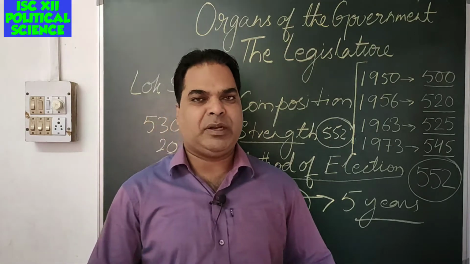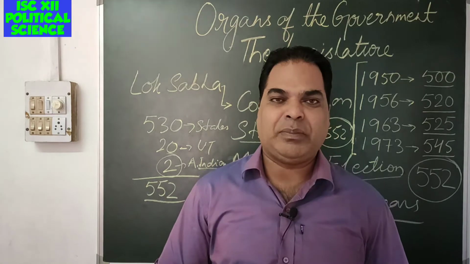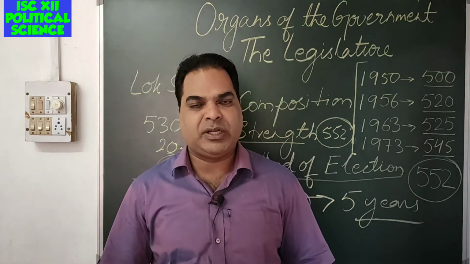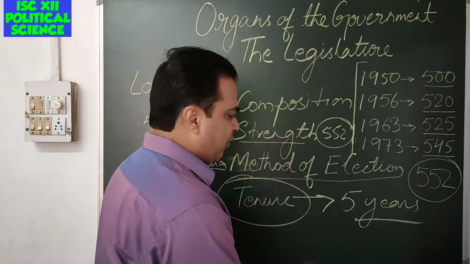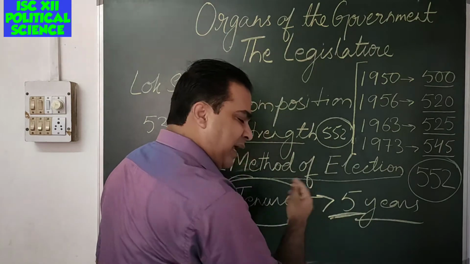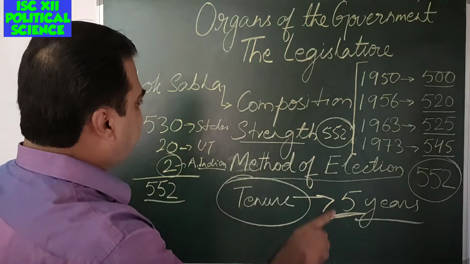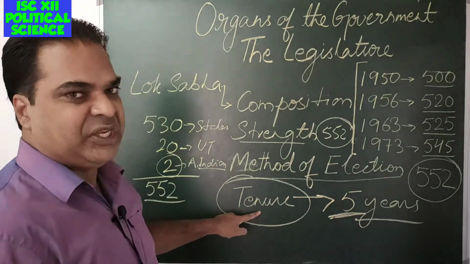The government can also be dissolved. If the government fails to prove its majority in the Lok Sabha, it can be dissolved. If a no confidence motion is passed in the Lok Sabha, the government can be dissolved. The maximum tenure of Lok Sabha is 5 years, but the government can be dissolved before the completion of 5 years also. So this is all about Lok Sabha: composition, strength, method of election, and the tenure.